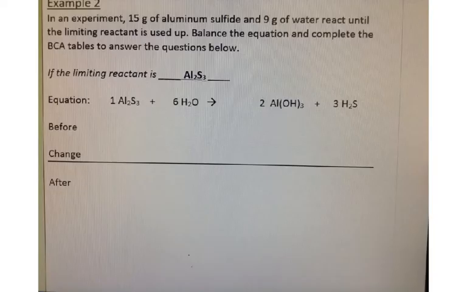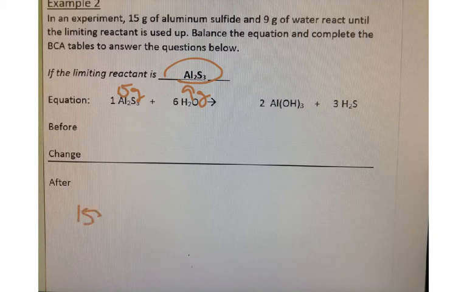All right, let's do another problem, but in this case what I'm given is that I have 15 grams, so once again I'm going to write that I got 15 grams of aluminum sulfide, and 9 grams of water. Okay, so I know I have 2 reactant amounts, so I'm going to have to figure out which one actually limits the reaction. In this case, I'm going to assume that aluminum sulfide was the limiting reactant. But in order to use my BCA chart, what I first need to do is convert it into moles. So what I'm going to do right now is convert it into moles.